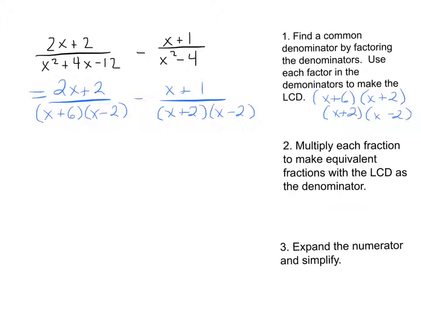So you take the one that's common, if there is one that's common, and just use that once. So for the lowest common denominator, x plus 2. And then use every other factor once as well. So we'll use the x plus 6 and the x minus 2.